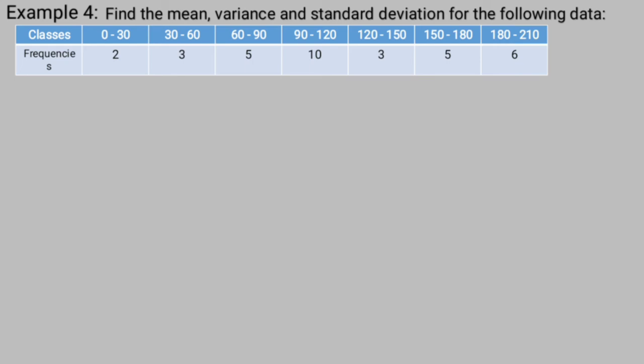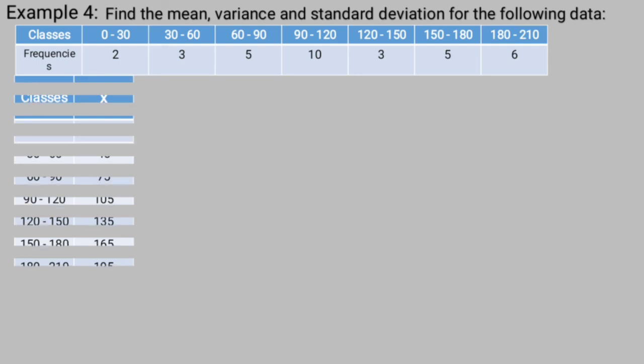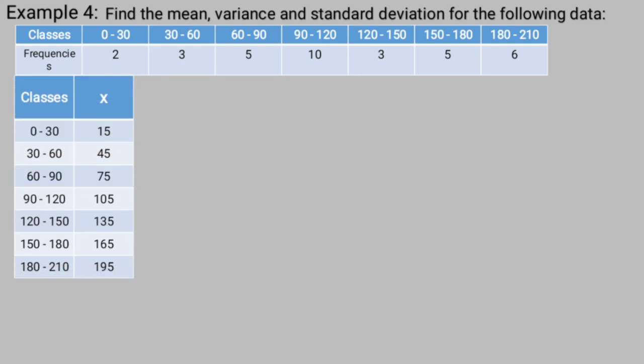Example 4. Here also we are going to find the mean, variance and standard deviation for the following. The classes are given: 0 to 30, 30 to 60, till 180 to 210. First I have found the mid value. How to find the mid value? Lower limit plus upper limit by 2. So 0 plus 30 is 30, 30 by 2 is 15. 30 plus 60 is 90, 90 by 2 is 45. Like that I have found the mid value x. And the frequency is given as 2, 3, 5, 10, 3, 5, 6.